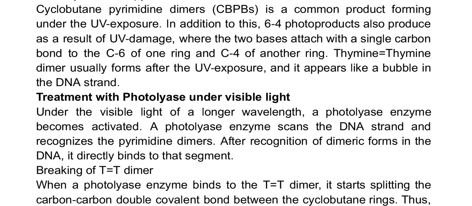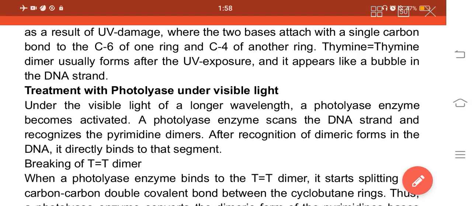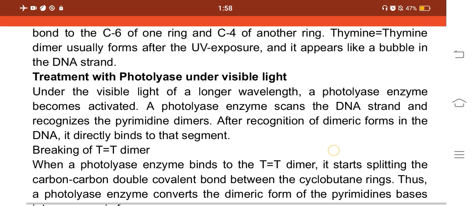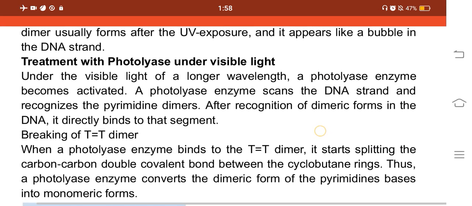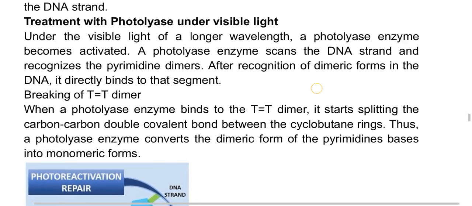In addition to this, 6-4 photoproducts are also produced as a result of UV damage. The two bases are attached with a single carbon bond between C6 of one ring and C4 of another ring. A thymine-thymine dimer usually forms after this UV exposure and it appears as a bubble in the DNA strand.